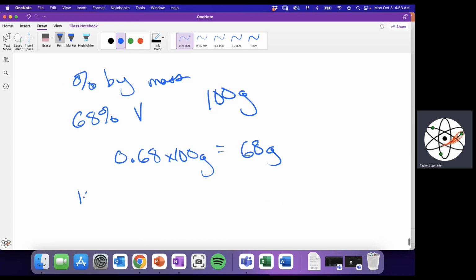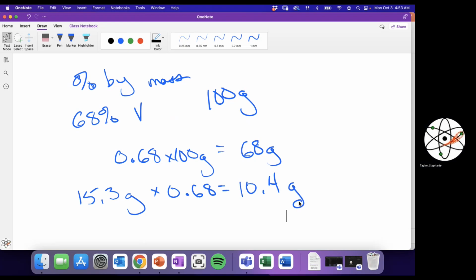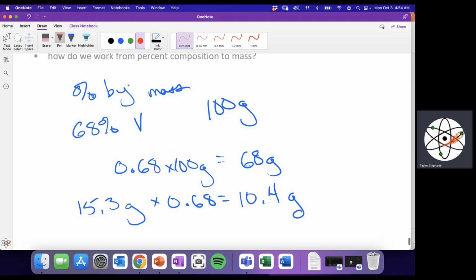So if I had something like a 15.3 gram sample, I would just multiply that by 0.68. This is one of those that, if you've ever done things like figuring out how much something is worth when it's on sale, is that same general principle. So hopefully that helps clear up that idea of percent by mass and what we can do with it. But really, that original problem where we start with percent by mass and work to empirical formula is going to be more common.